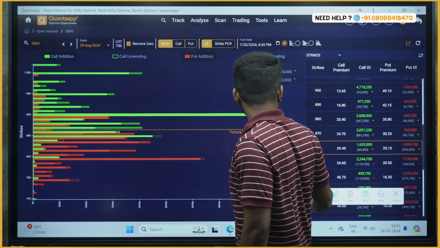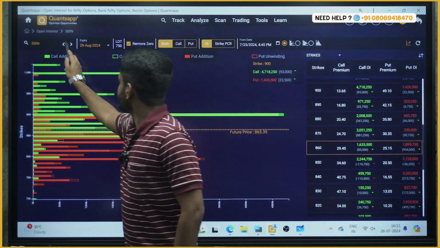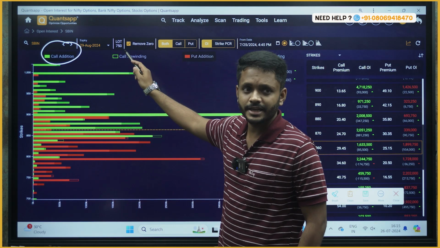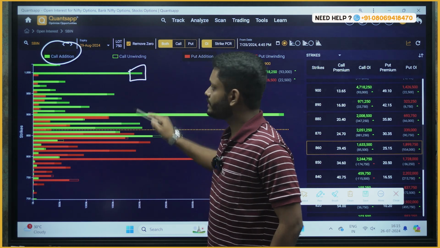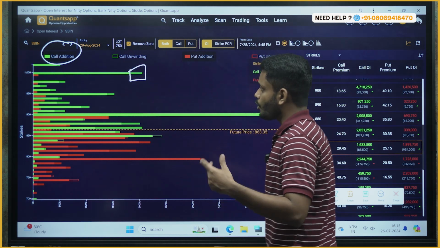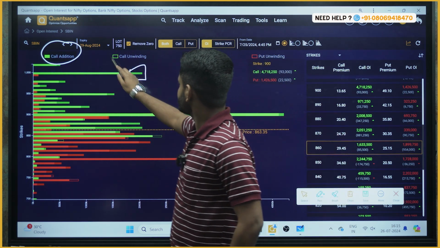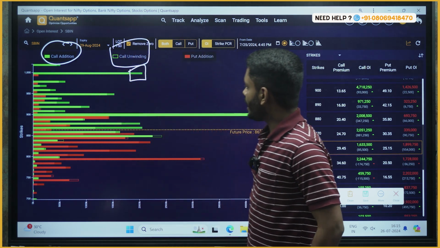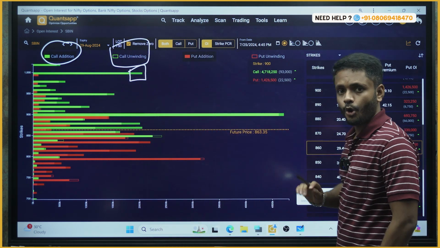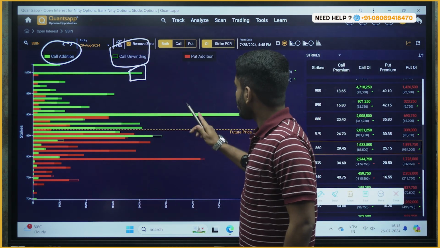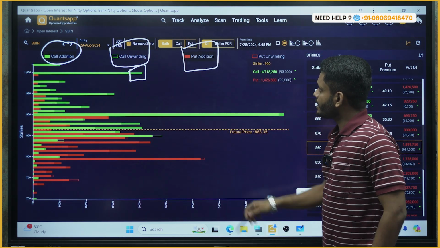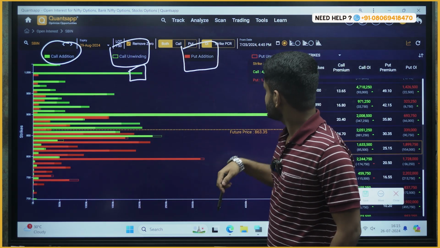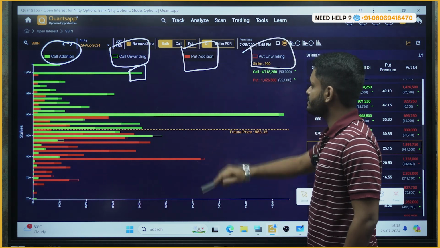Okay. So here, if you see, a dark green box is mentioned. So this is like call addition. Okay. Whenever you see such kind of dark green boxes, you can say call writers are getting added at these levels. Now here, if you see call unwinding, whenever you see any green hollow box, that is basically call unwinding, and see a red dark box, if you see, that is put addition, and a red hollow box is basically put unwinding.